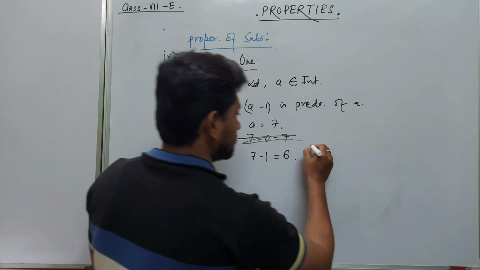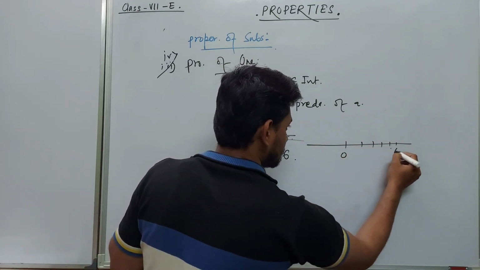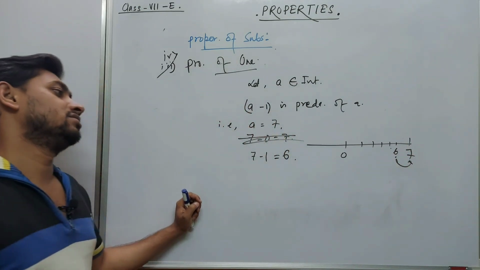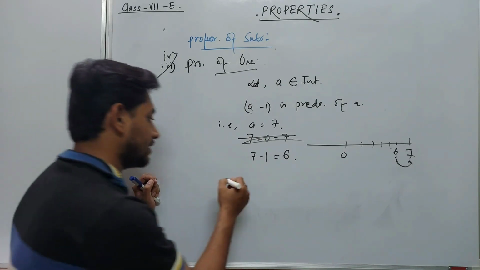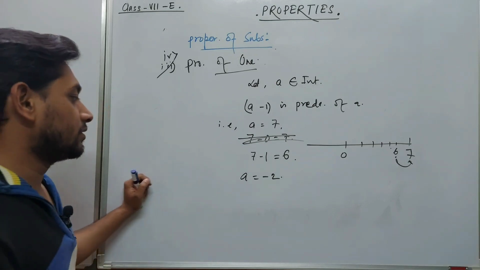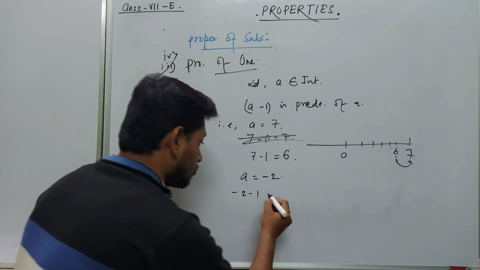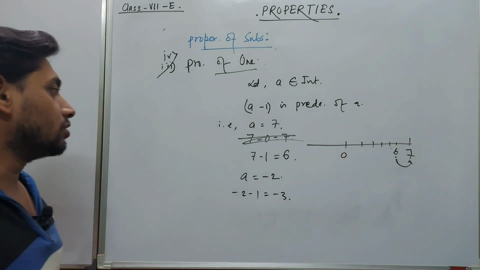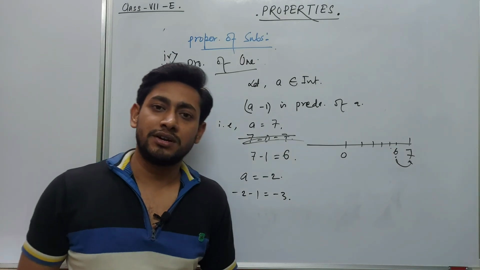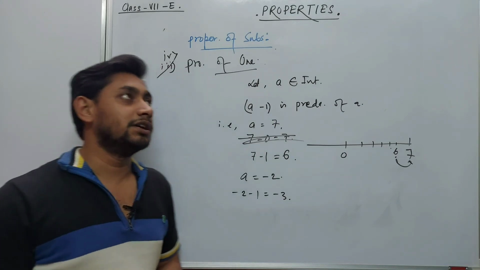If we check in the number line, 0, 1, 2, 3, 4, 5, 6, 7, that is 6 is the predecessor of 7. Similarly, if we take A equal to minus 2, then minus 2 minus 1, that is A minus 1 equal to minus 3, is also the predecessor of A. So these are the properties of addition and properties of subtraction in integers.